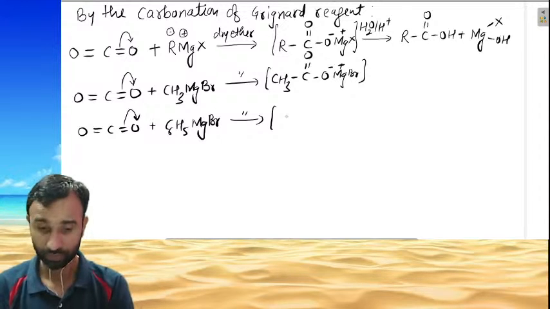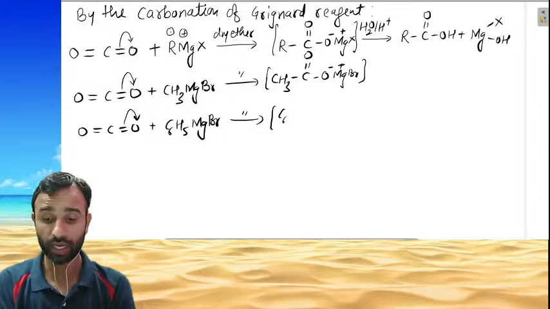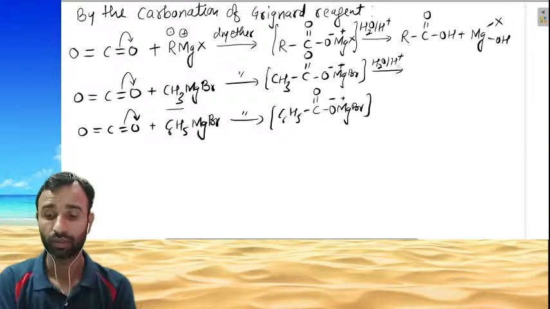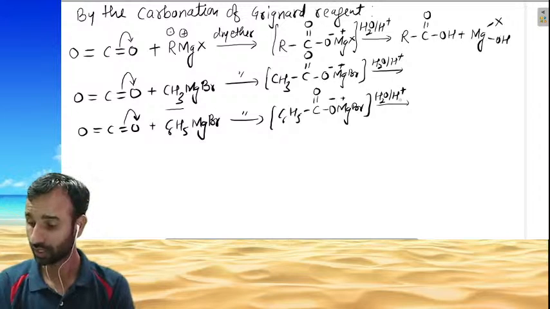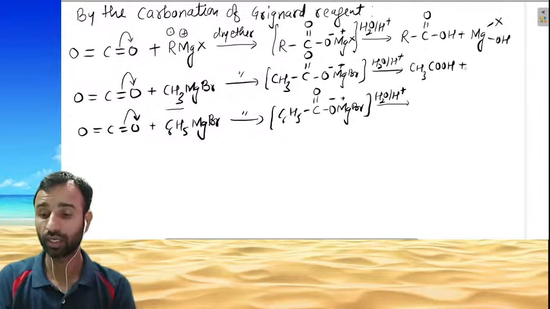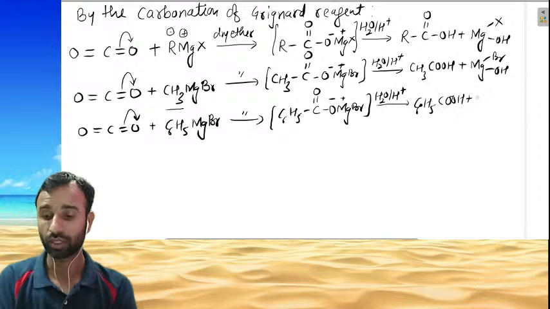How is it possible? Only one carbon atom is increased. So it is methyl, so that becomes acetic acid. And phenyl becomes benzoic acid. Okay. Very good. So good, Harshil. So we get acetic acid along with MgBrOH, C6H5COOH along with MgBrOH.